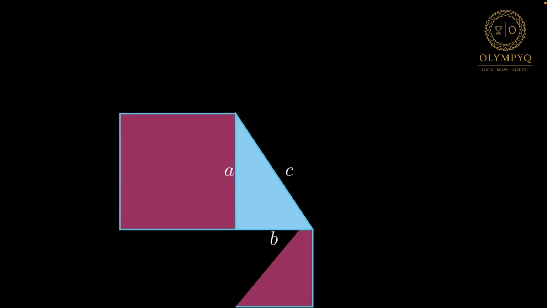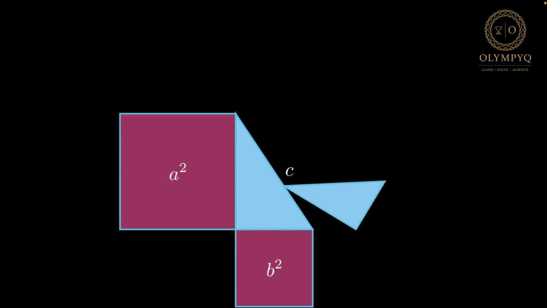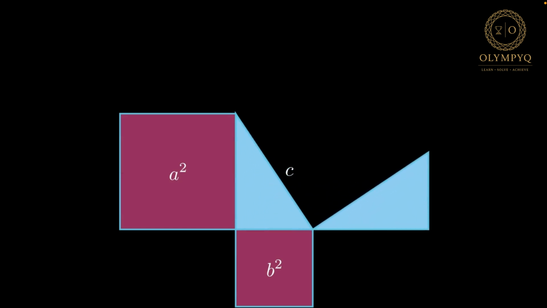Similarly, on the leg B of length B, draw a square of side length B, and its area will be B squared. So the total area of these two squares is A squared plus B squared. Now hinge open the triangle at the vertex and place these two squares side by side.